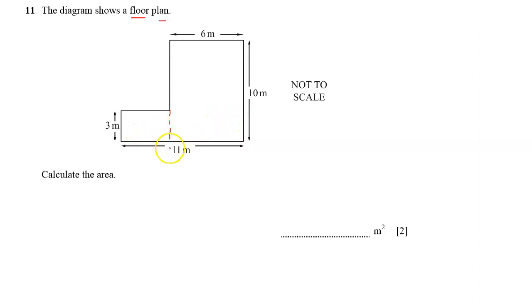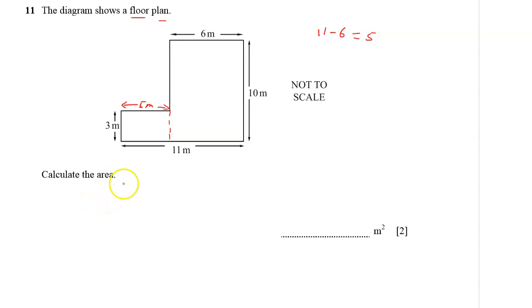We can see now the height of the smaller rectangle from here to here is 3. We need to find this side of this rectangle. You can see the distance from here to here is 11 meters, but the distance from here to here is 6. So 11 minus 6 gives us 5. So this side here is 5 meters.